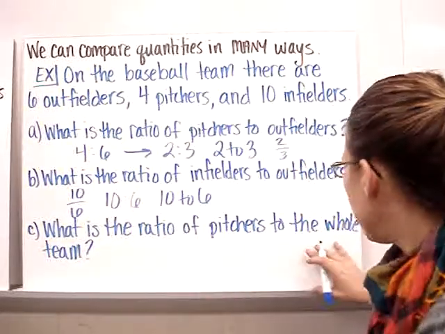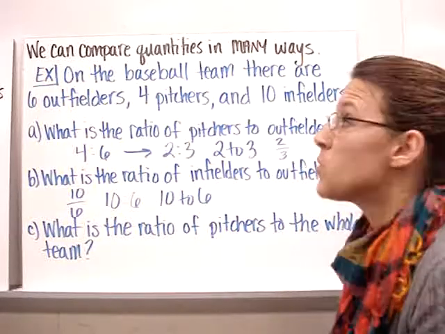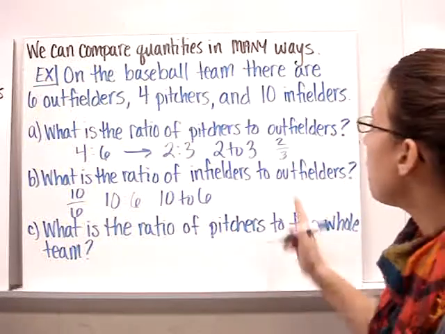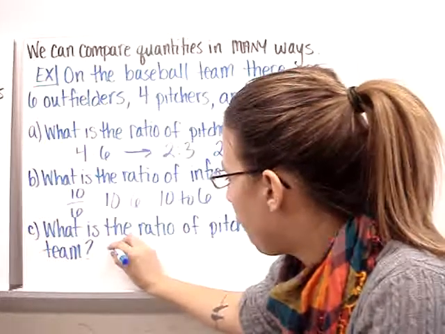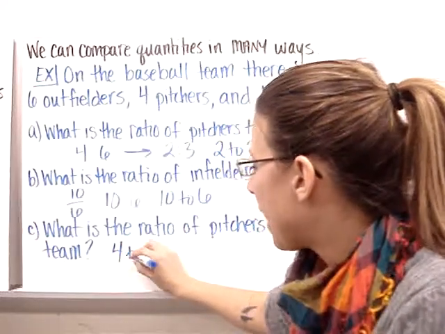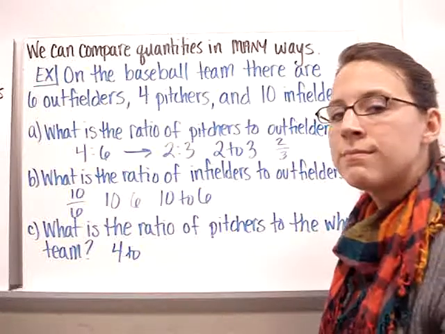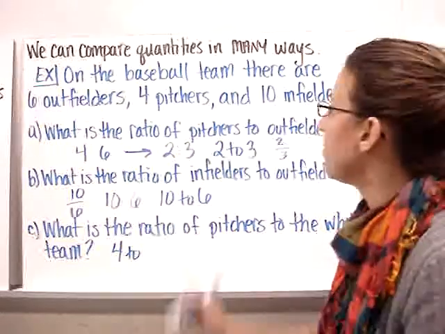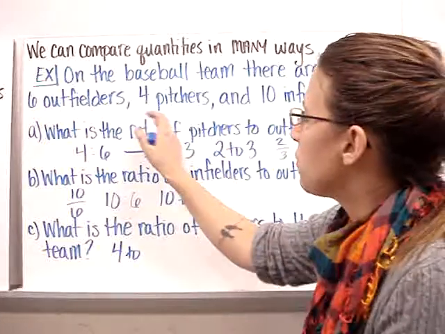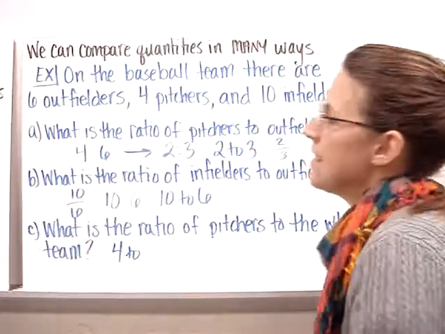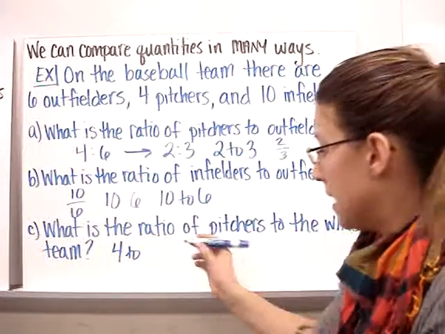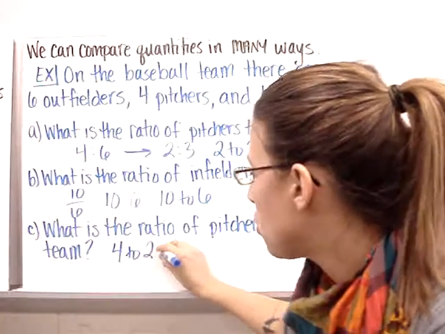Here, what is the ratio of pitchers to the whole team? This is what I meant by many ways. Well, the number of pitchers is 4. How many players are on the whole team? What do I need to do? Add each position. I have 10 plus 4 plus 6. That's a total of 20. So that's 4 to 20.